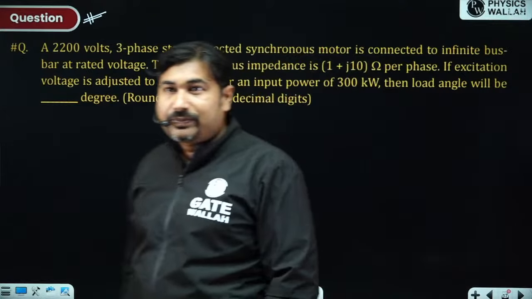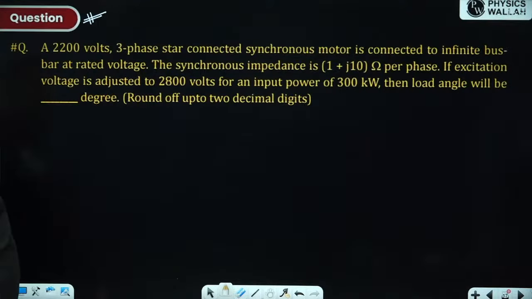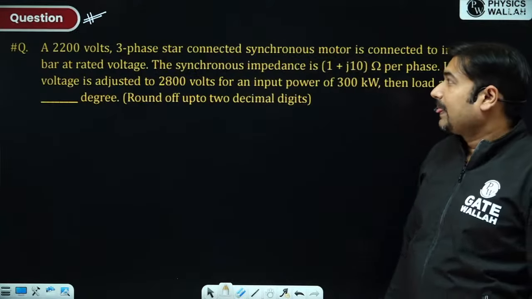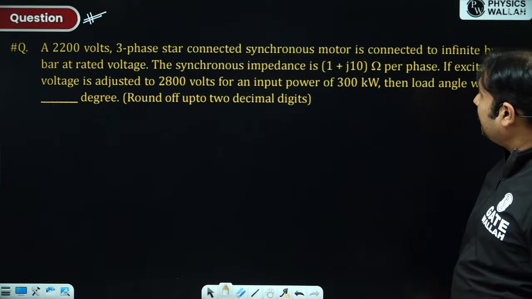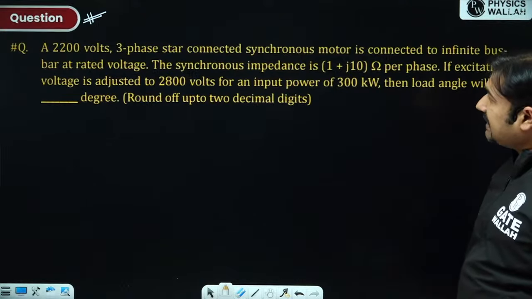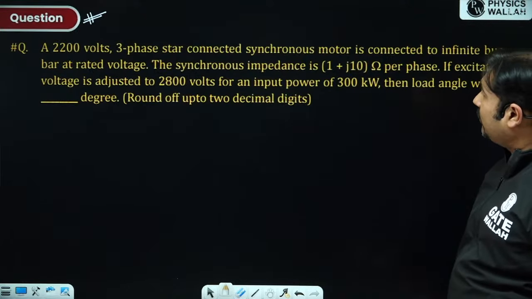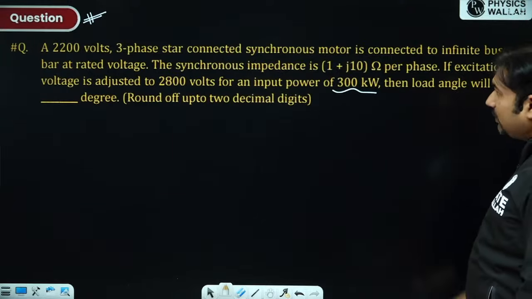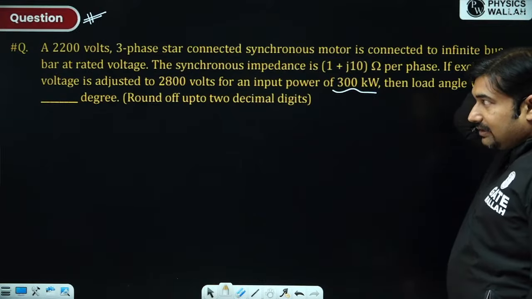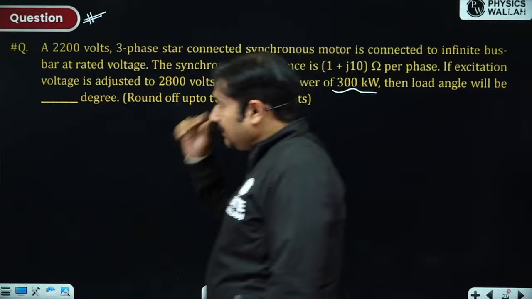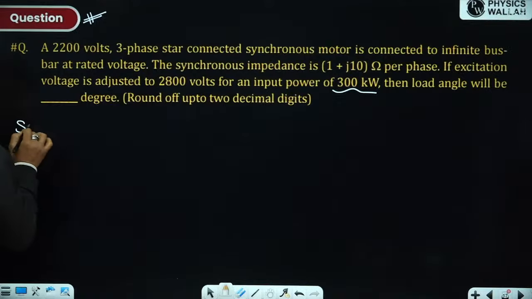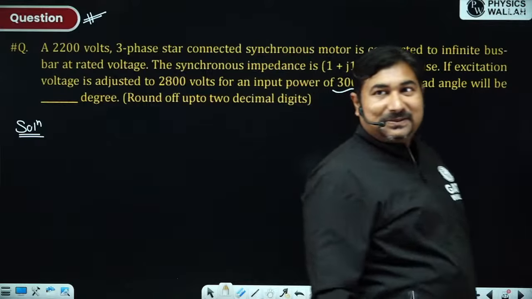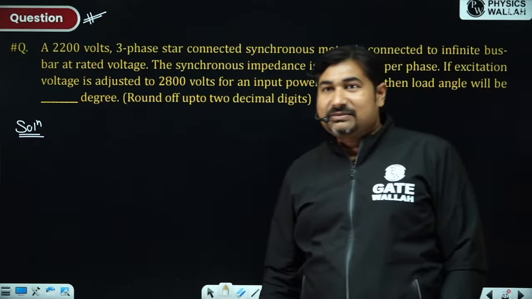Clear? Great. So in this question, a 2200 volt 3-phase star connected synchronous motor is connected to an infinite bus bar at rated voltage. The synchronous impedance is 1 plus j10 ohm per phase. If the excitation voltage is adjusted to 2800 volt for an input power of 300 kilowatt, then the load angle will be in degrees. So make your calculator out.